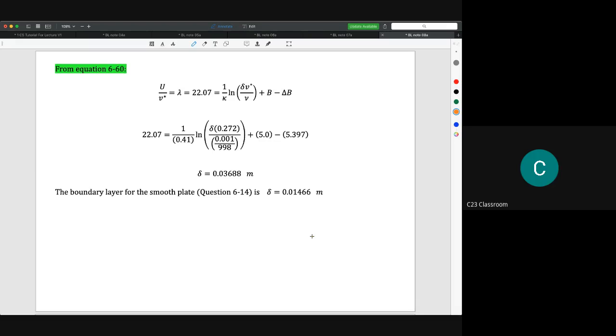The equation is we have lambda here, U over V star, equal to 1 over K ln of delta V star over nu, again this is the kinematic viscosity, plus B minus delta B. So here B is a constant, 5.0. This is also determined by Karman and his friend. And delta B comes from our previous calculation, so it is equal to 5.3 here.